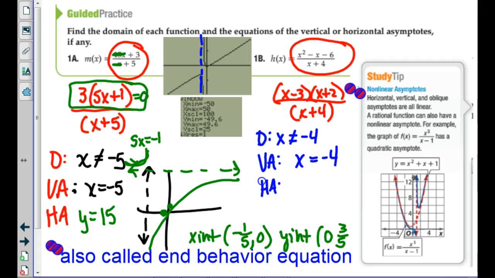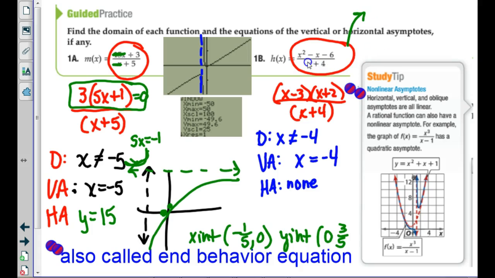Horizontal asymptote, it does not have because it's top heavy, but you don't get to stop there. Okay. It says over here, nonlinear asymptotes are either oblique or what we're going to call an end behavior equation, come from doing what? We practiced it once already. To the very bottom of your yellow sheet. What does it say? Yes, you have to divide out.